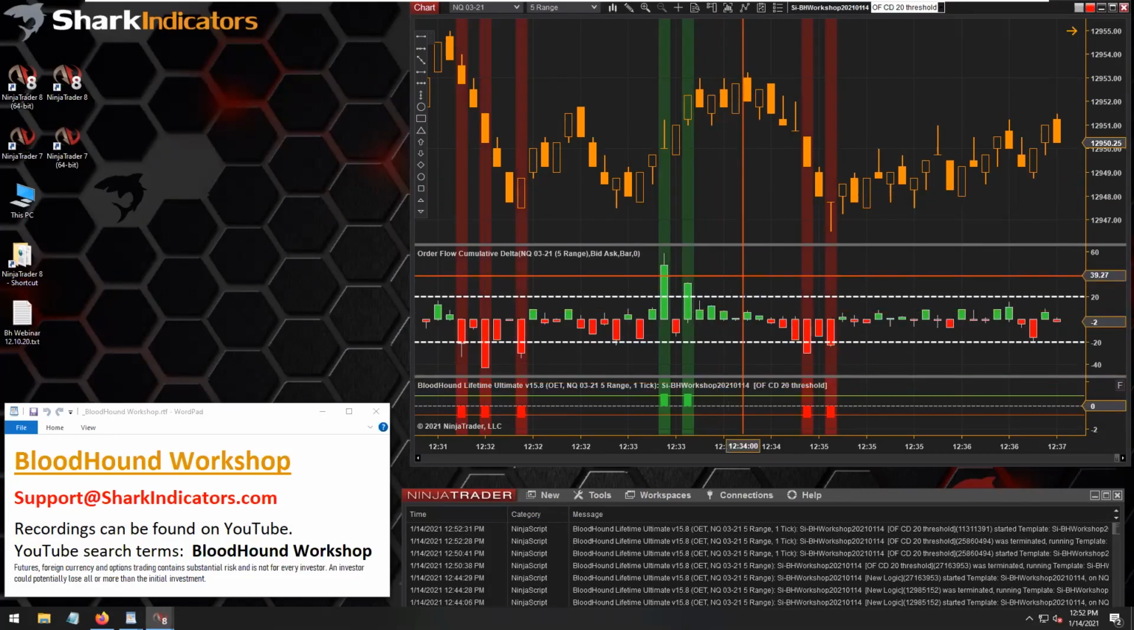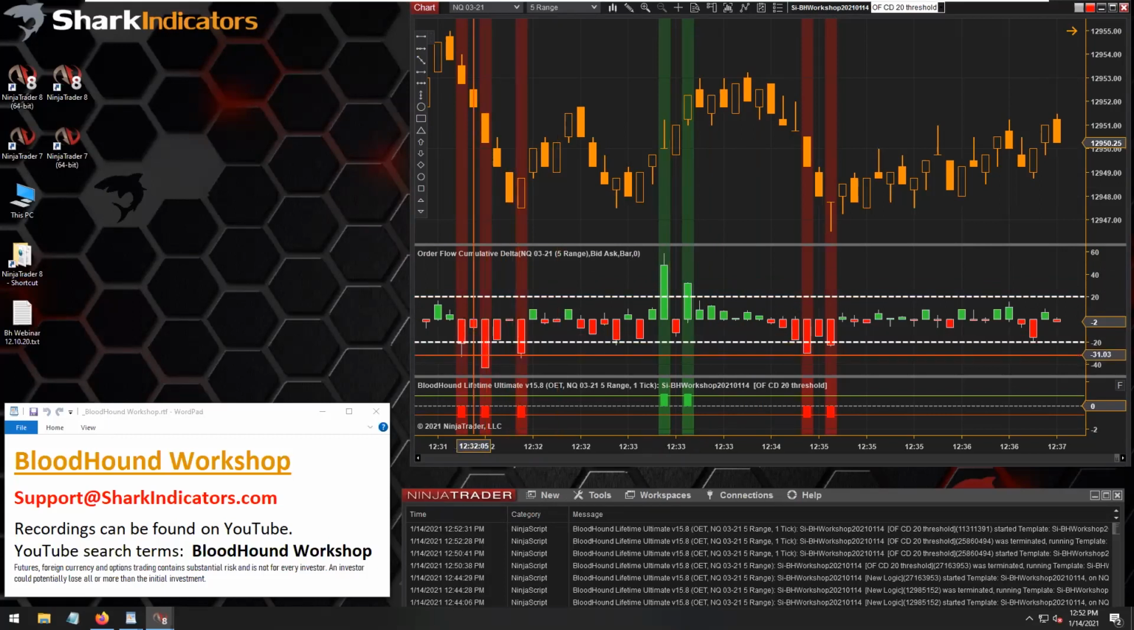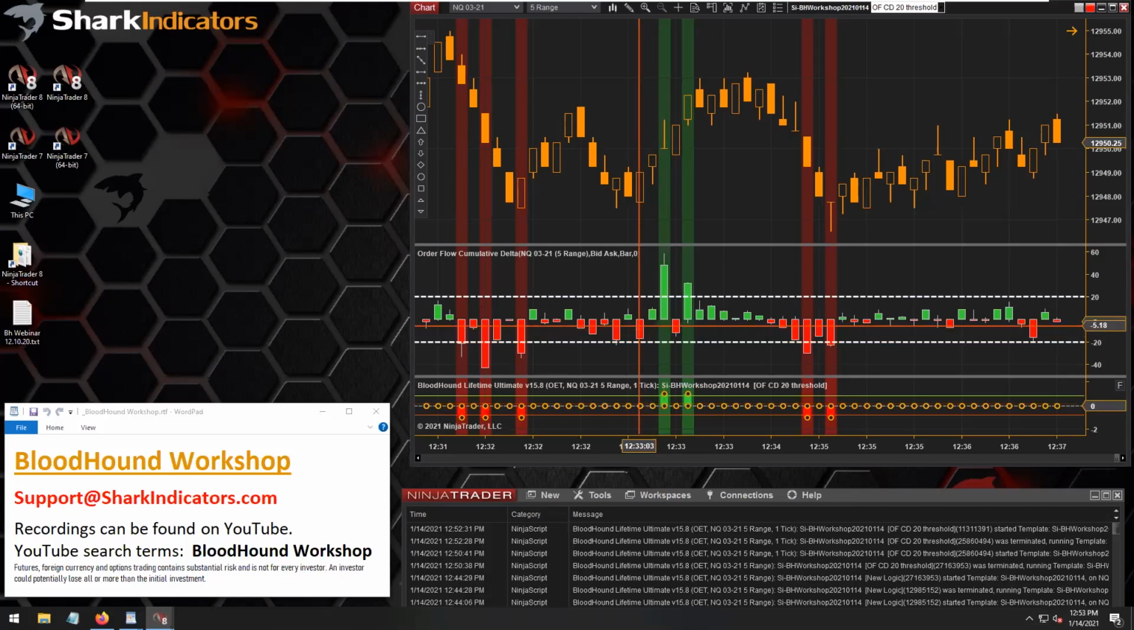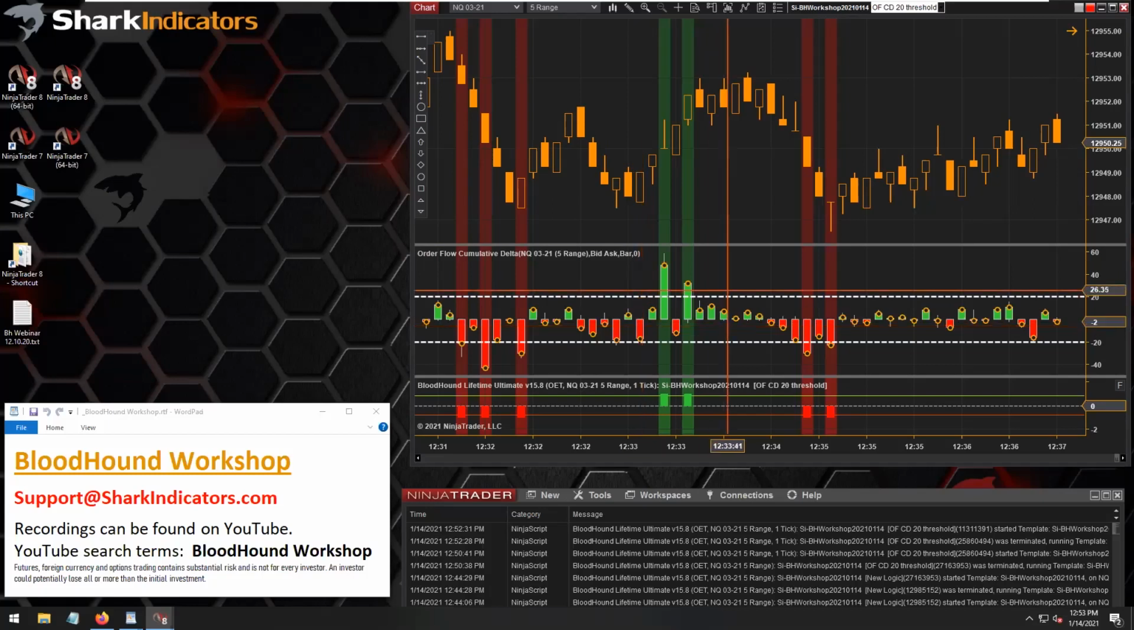So there we have it. Pretty straightforward. Whenever the cumulative delta exceeds 20 or exceeds -20, there's our signals right there. So again, the key is to make sure that you have BloodHound's calculate mode set to on each tick so that the order flow indicators can operate correctly as well.